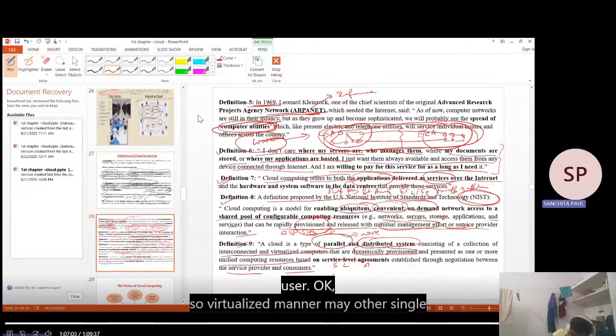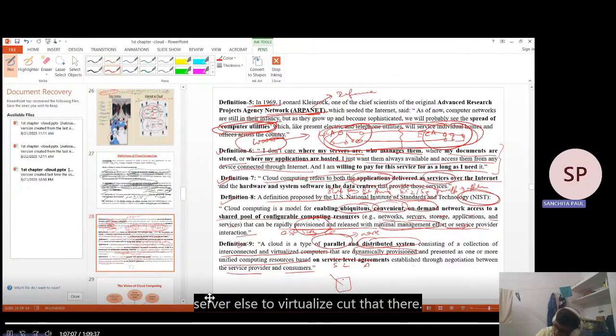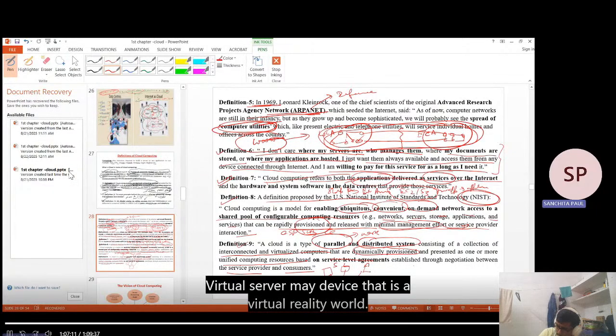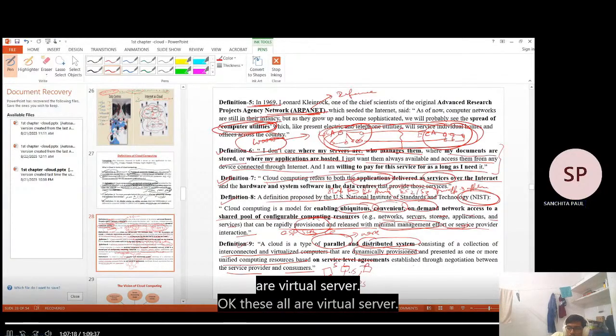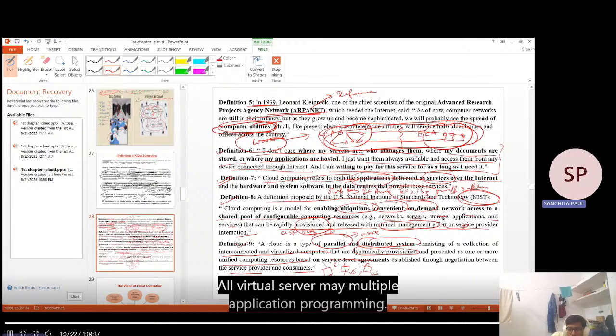Okay. So in a virtualized manner, if there is a single server, we virtualize it and divide it into virtual servers. That is a virtual reality world. So the single main server is a physical server, and these all are virtual servers. In all the virtual servers, multiple applications are running.